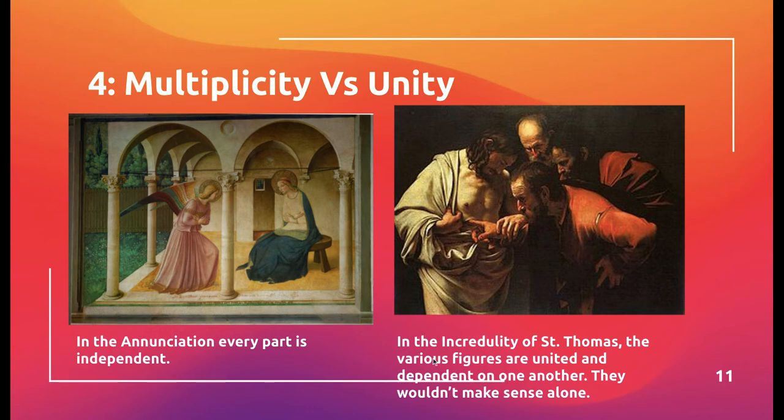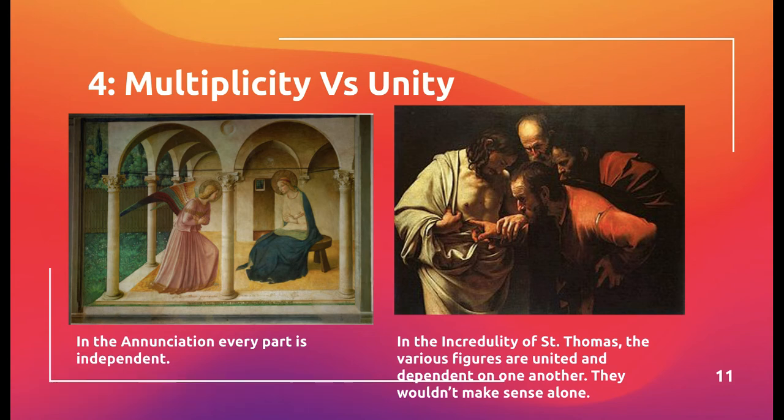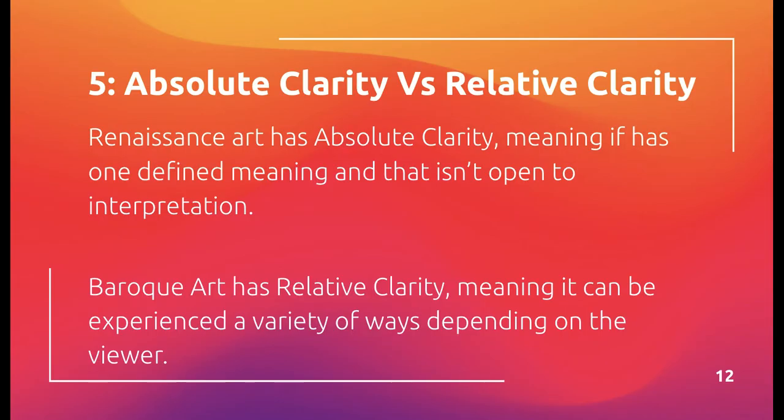So if I cut this first painting in half, it would still be a complete painting. You don't know that the other figure has to be there. Whereas in the Baroque painting on the right, every figure's story depends on the other. If we separated this person, it wouldn't make sense to just have this person here with a stab wound.